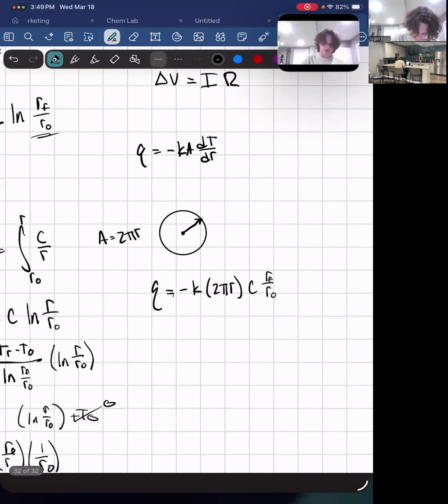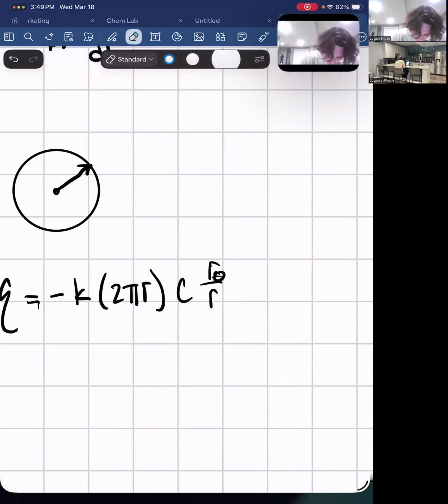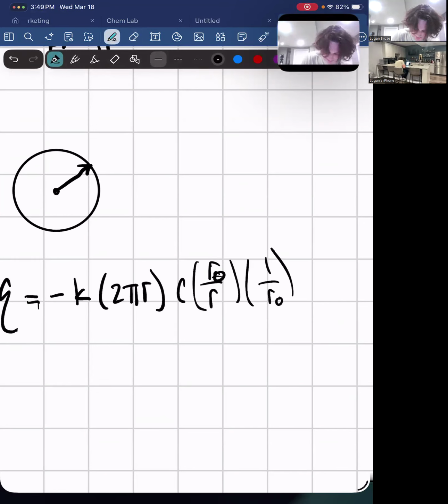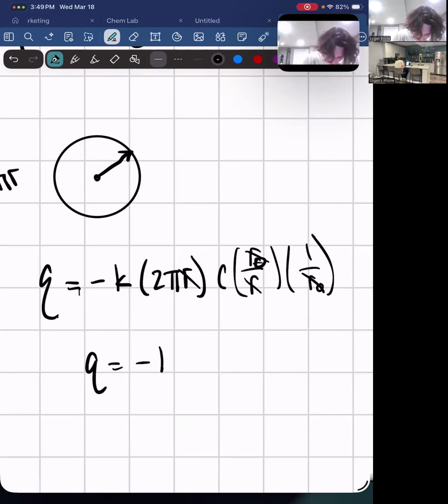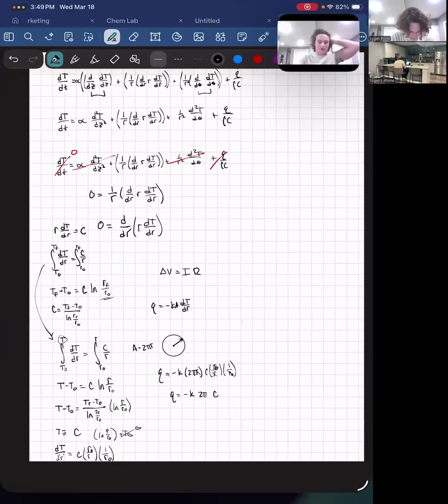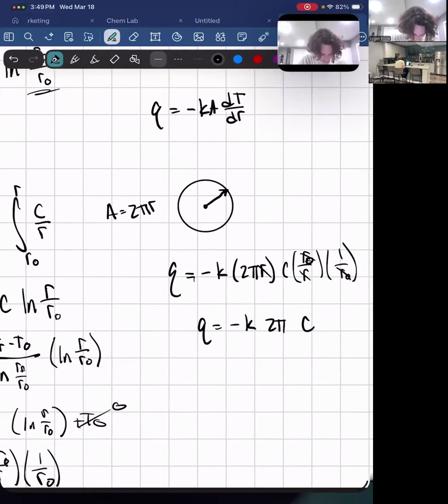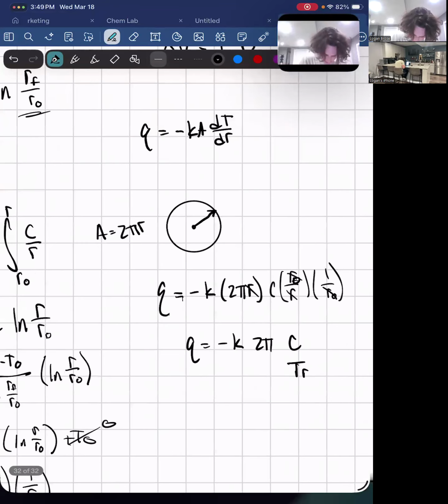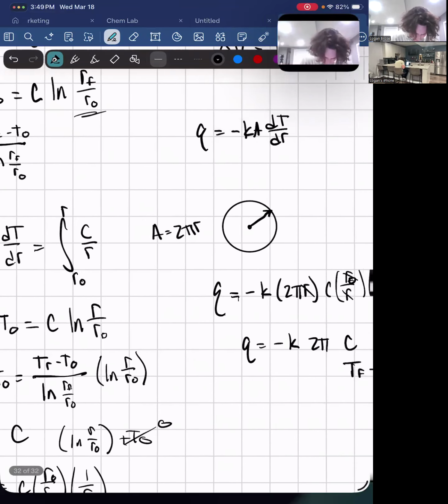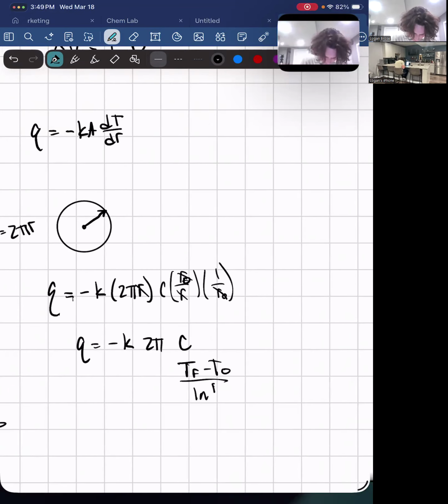All right, we plug that in. We have our R naught over our R times our 1 over R naught. Well, our R naughts cancel, and our R's cancel. So we're left with Q equals minus K 2 pi C. Well, we know what C is, right? That's just our term here. So we're at T final minus T initial over ln R final over R initial, right?